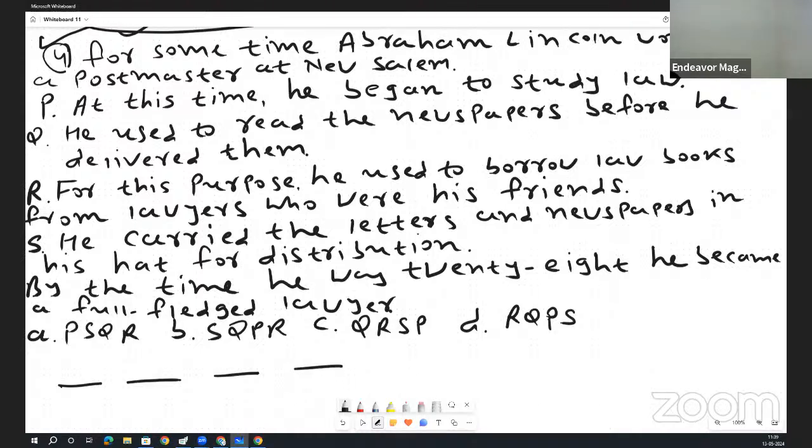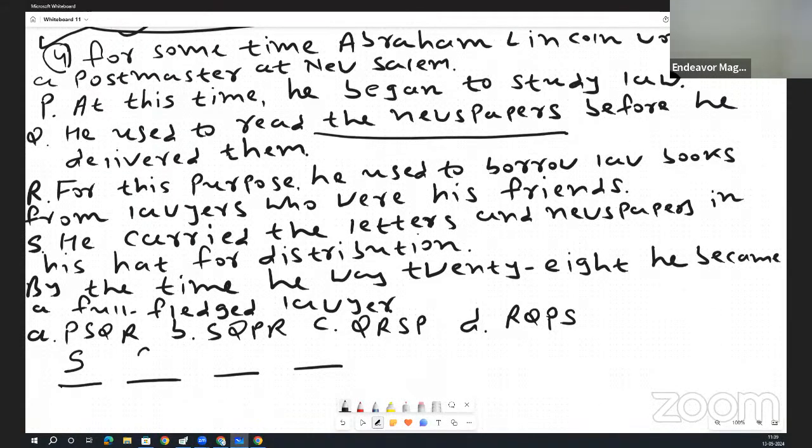At this time, he began to study law. Now, what could be the right sequence, students? What could be the next statement after this opening statement? It should be: he carried the letters and newspapers in his hat for distribution. So it should be S. Then what could be the statement after S? He used to read the newspapers. Which newspapers, students? Which he used to carry in his hat for distribution.